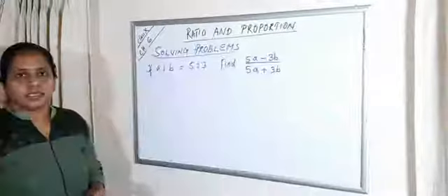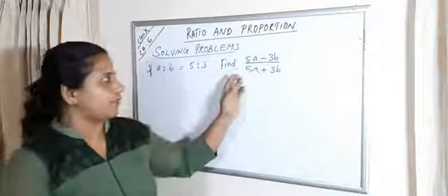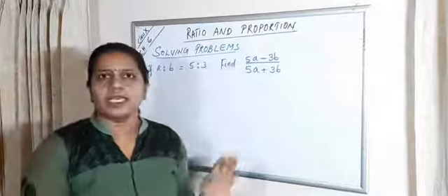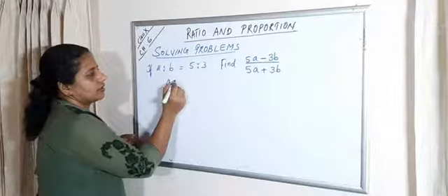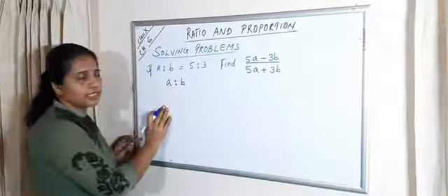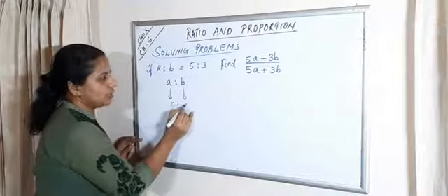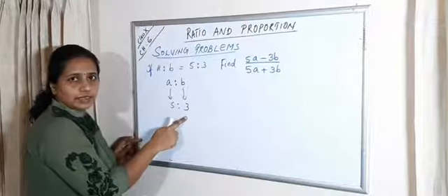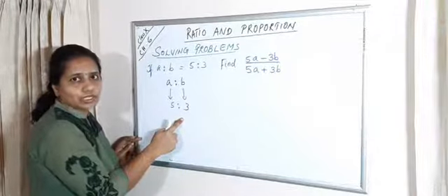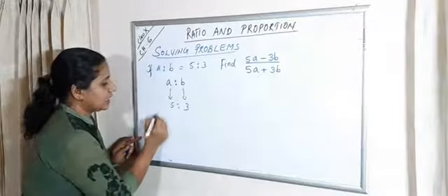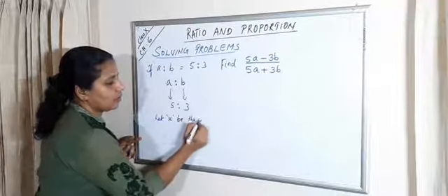Next, solving problems. If a is to b is equal to 5 is to 3, find 5a minus 3b divided by 5a plus 3b. How are we writing a is to b? A is to b is of the form 5 is to 3. This is given as a ratio, so we have to make it into numbers. But we don't know the constant value here, so let x be the constant.